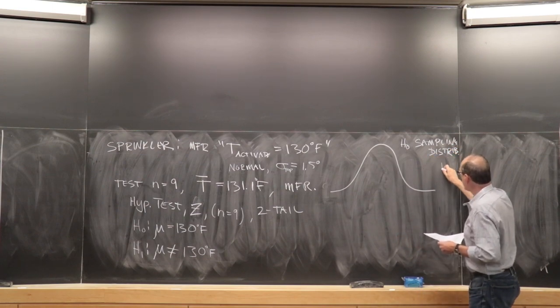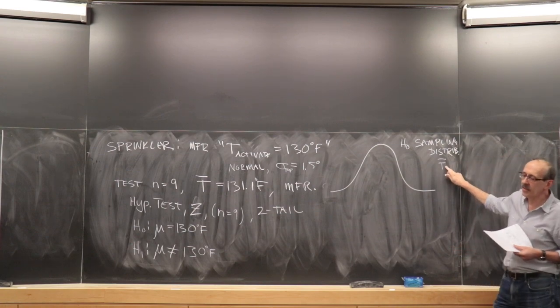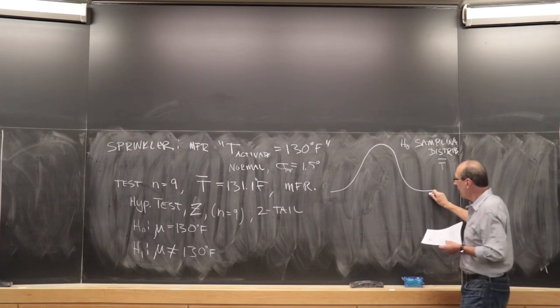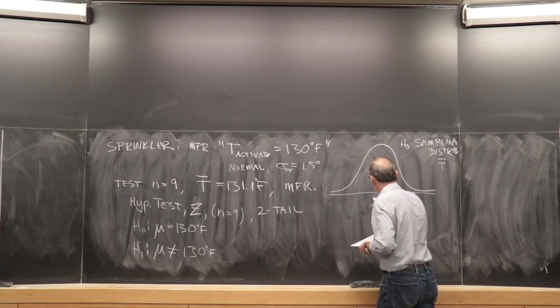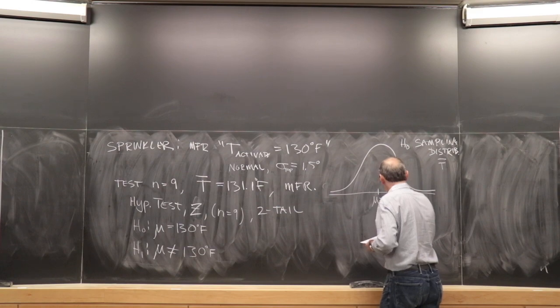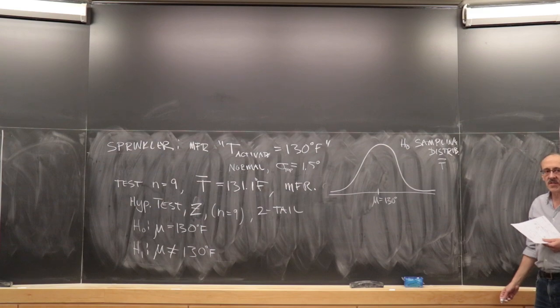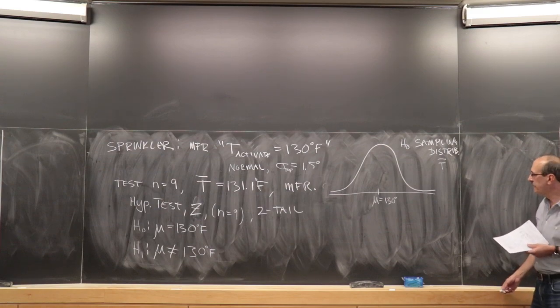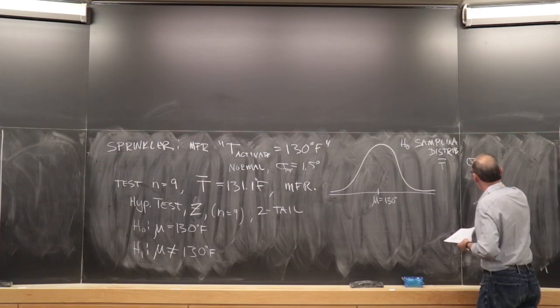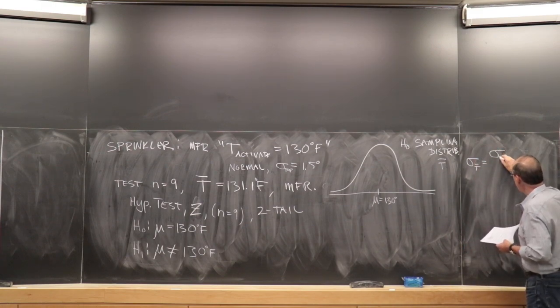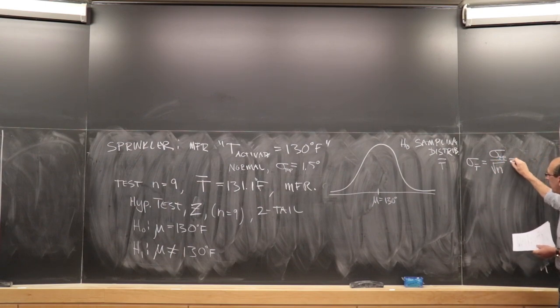So this is the distribution for my average of the temperatures for the 9 tests I did. And we know this is centered around our mean of 130 degrees. We'd like to figure out what the standard deviation of this distribution is. The standard deviation for t-bar is going to be the population standard deviation divided by the square root of n. And we actually know what that is.